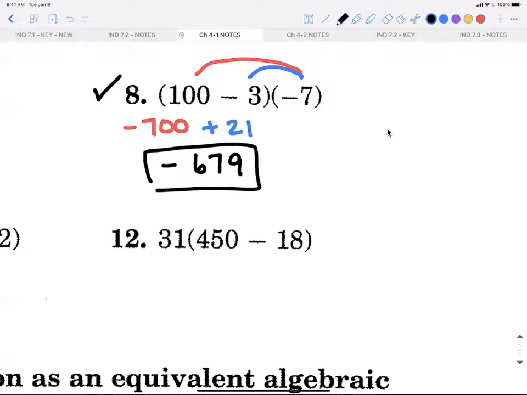And that's our final answer. So step 1, multiply, following multiplication rules. Step 2, combine if possible or simplify if possible. And here it's possible because they're both just constant numbers. There's no variables here. All right.